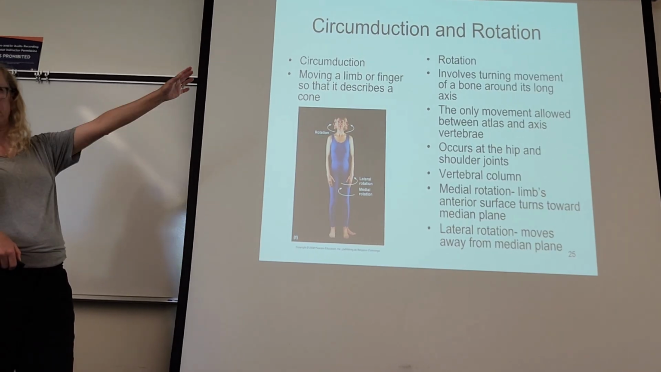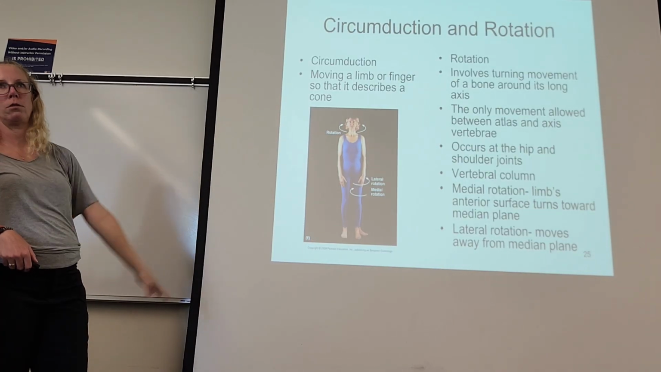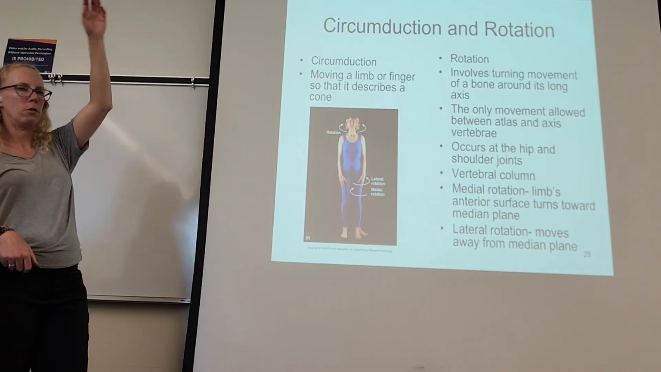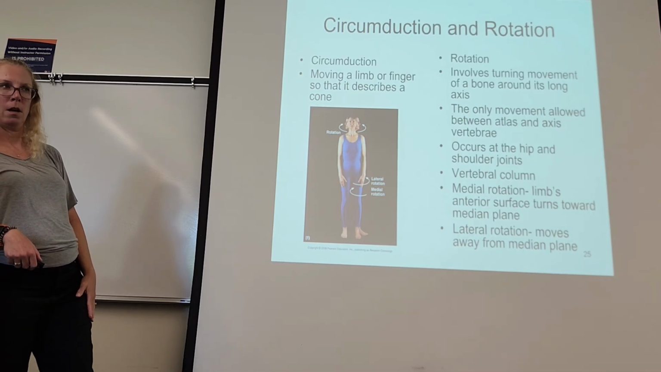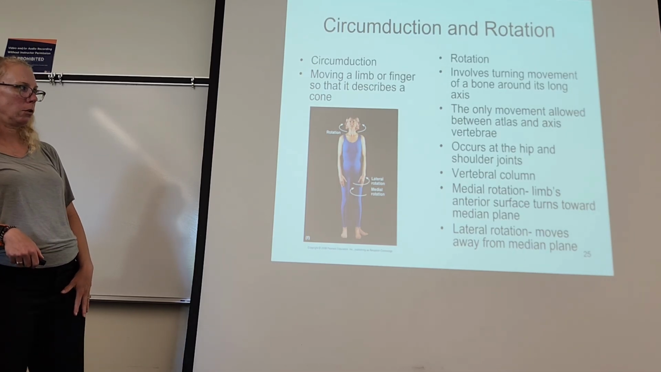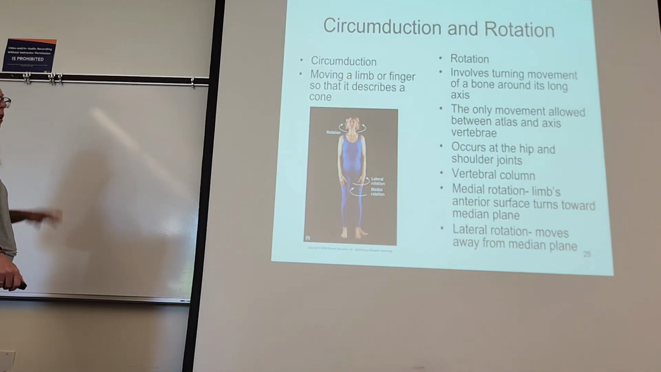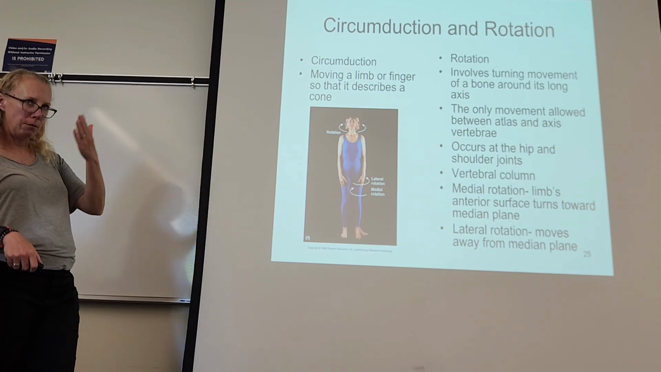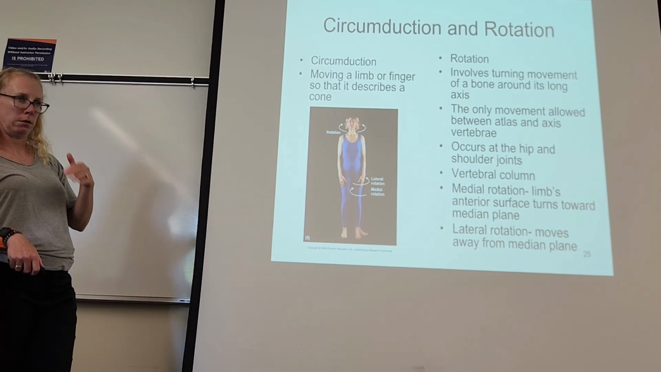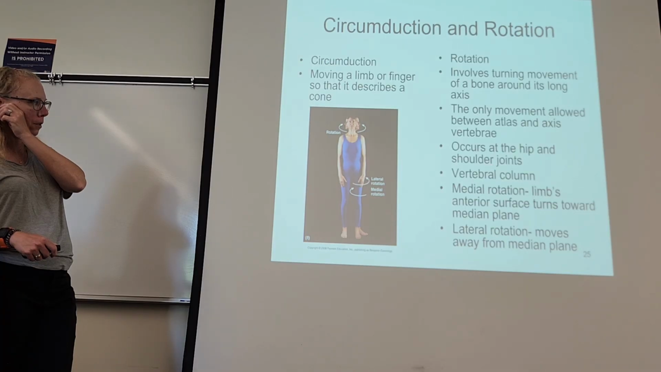Ball and socket. What specific joint? Just layman's term. Shoulder. Right. So you can do circumduction at the shoulder. What other joint? Your hip. Yep. You can do circular motions at your hip. So shoulder and hip are good examples of circumduction. And circumduction involves rotation. So it occurs at the hip and shoulder joints.